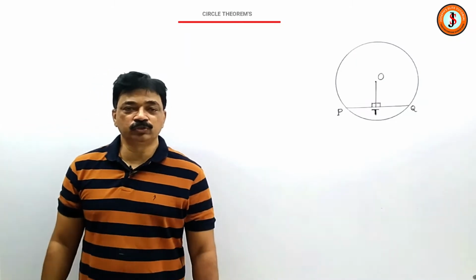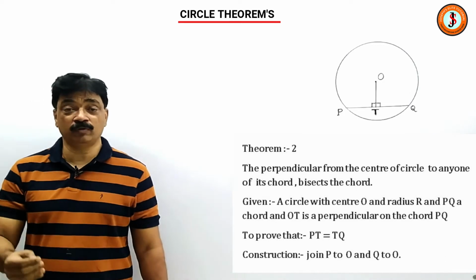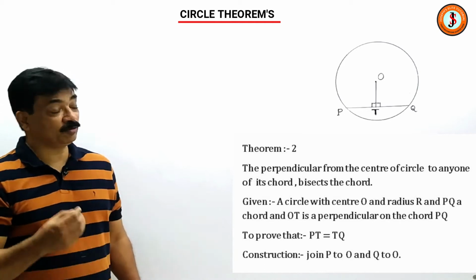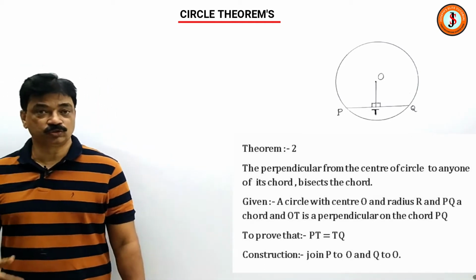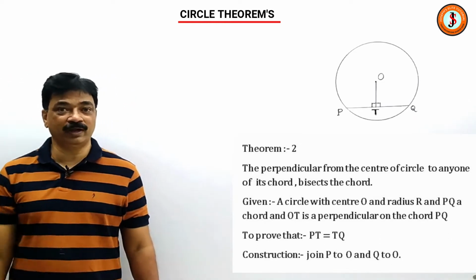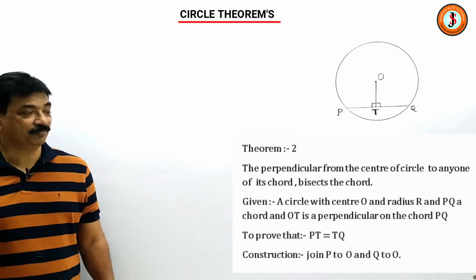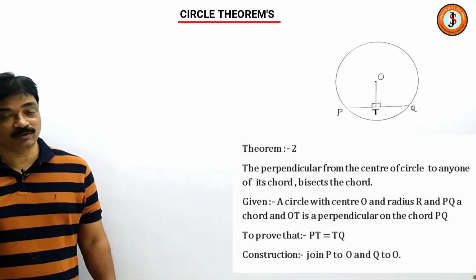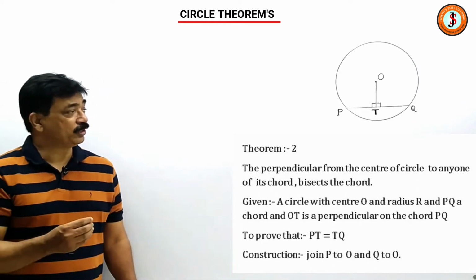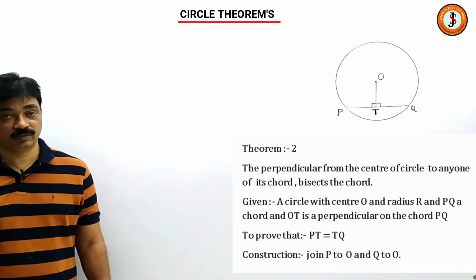So we are on theorem 2 on chord properties, which says the perpendicular from the center of a circle to any one of its chords will bisect the chord. So what is given over here? Given a circle with center O and radius R, and PQ a chord in which OT is the perpendicular from center O to the chord PQ.